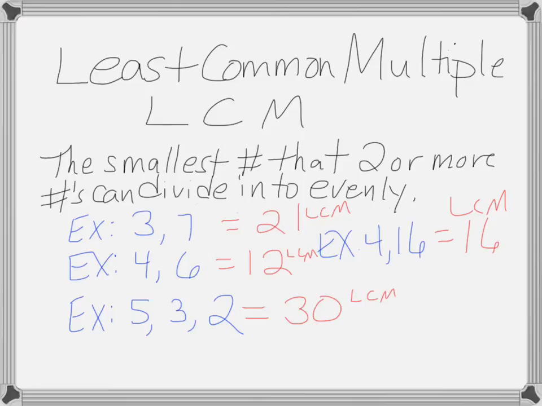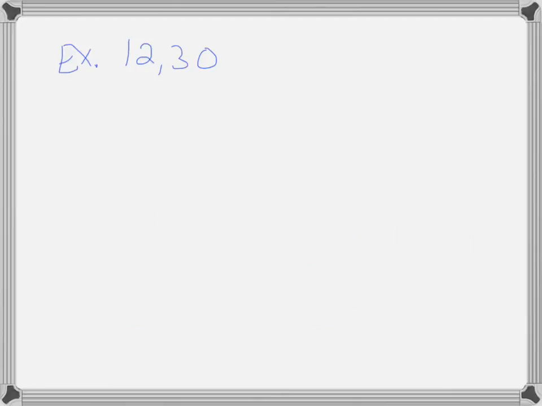Now with smaller numbers, most of the time it's easy to just figure that out in your head, to figure out what the numbers divide into. But sometimes when the numbers get larger, it becomes a little more difficult. So let's look at a method to figure out the least common multiple if we can't just sort of come up with it in our head.